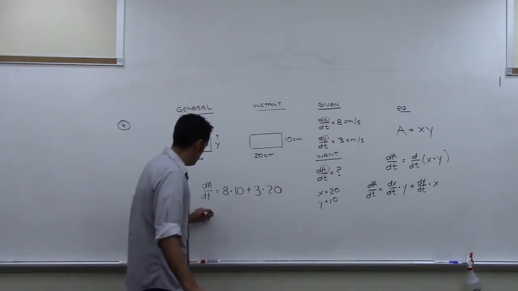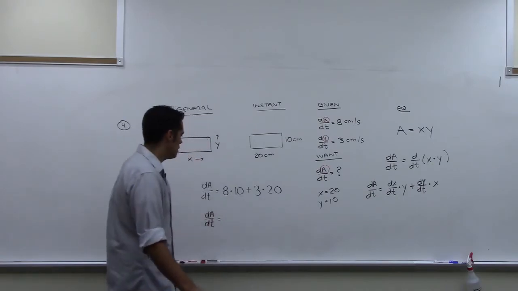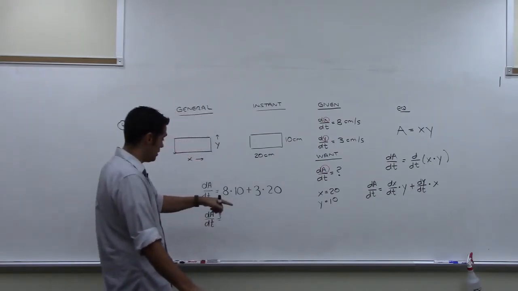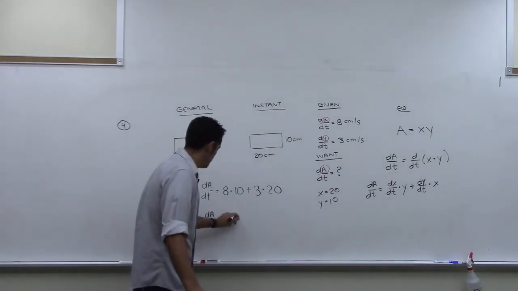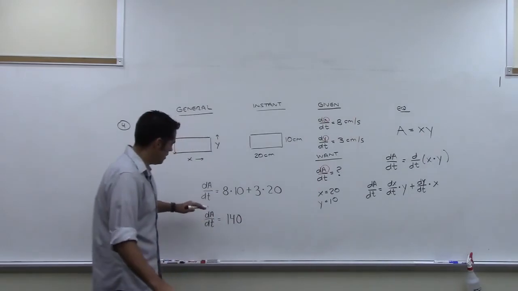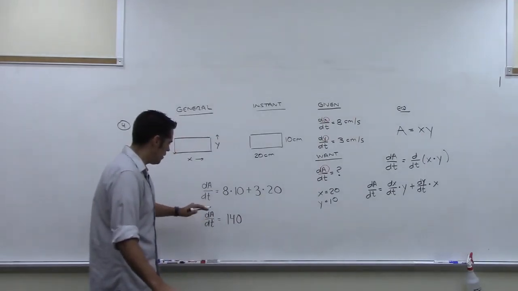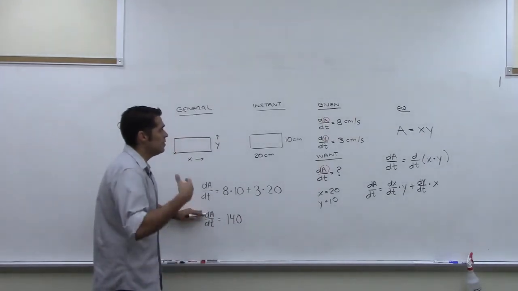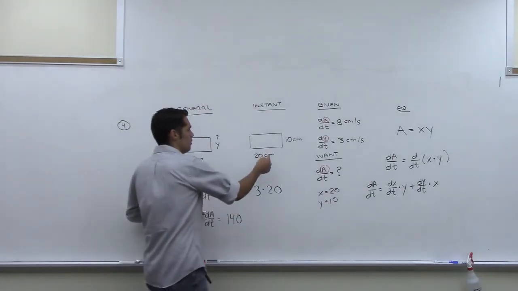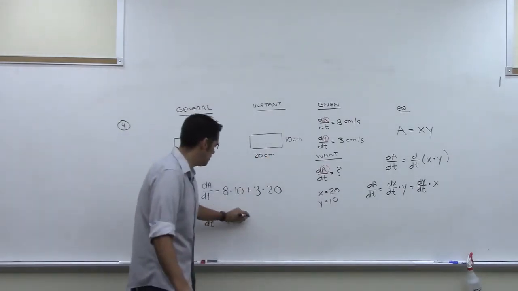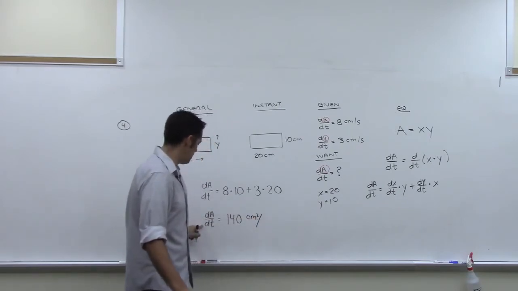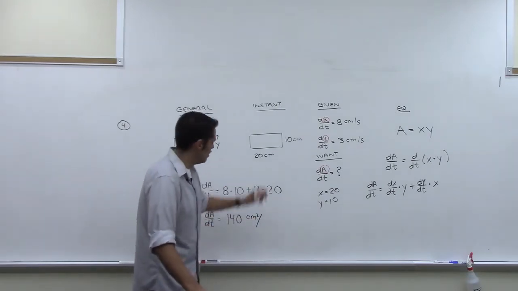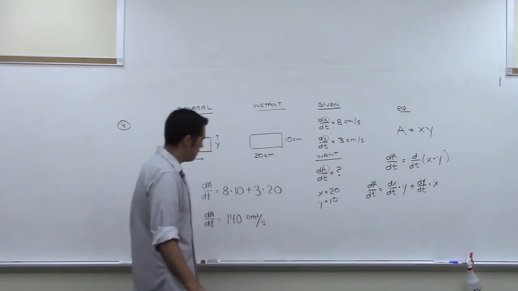So dA dt should be 8 times 10, it's 80 plus 60, 140. And then it should be a measurement of area over time. Area is squared units. I'm working with centimeters, so this should be centimeters squared per time unit, which here was seconds, so centimeters squared per second.